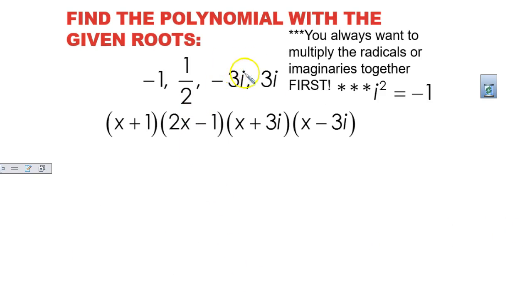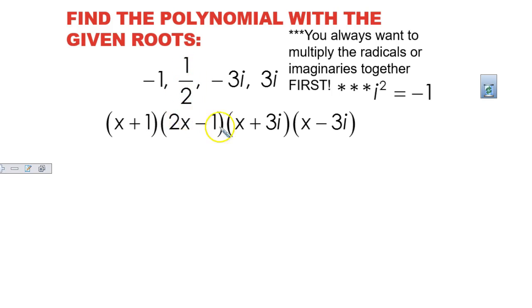Notice that when you have an imaginary root, you're going to have the opposite root as well. This is always true. And it actually makes this process a little bit easier to handle. So here I'm starting with the factor of my negative 1, which is x plus 1. Now, fractions, you have to think about those.